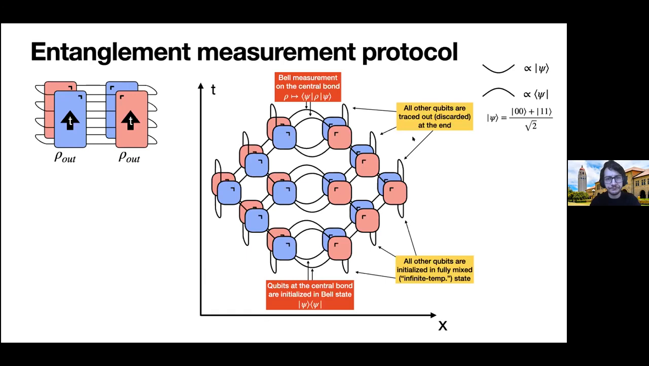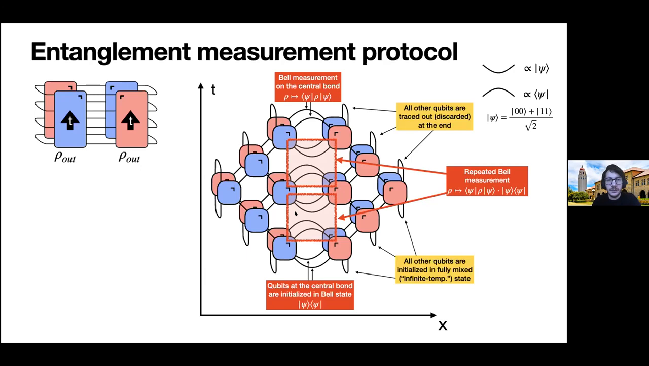Good, so that addresses sort of the temporal boundaries. And then in the bulk, everything on the left and right is just unitary, so nothing special there. And on the central bond, you're repeatedly projecting onto that Bell state and reinitializing your two qubits into that same Bell state over and over again.